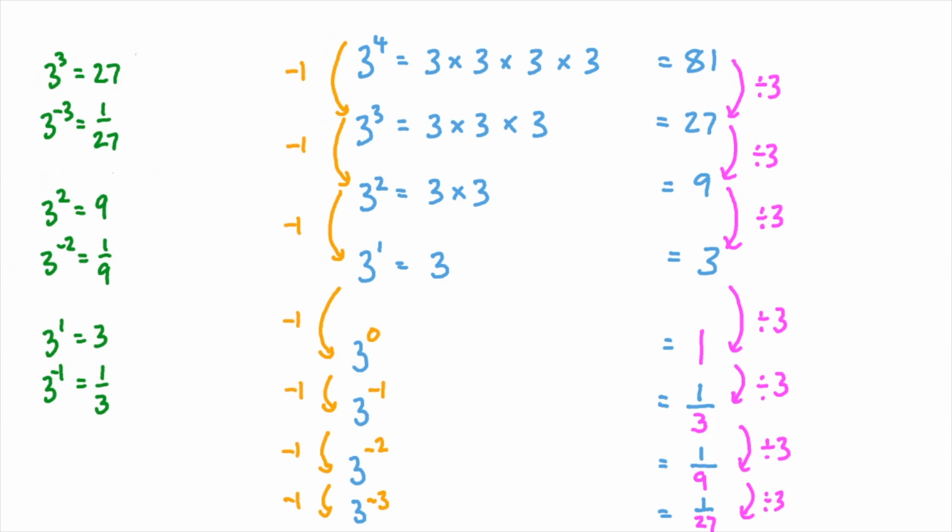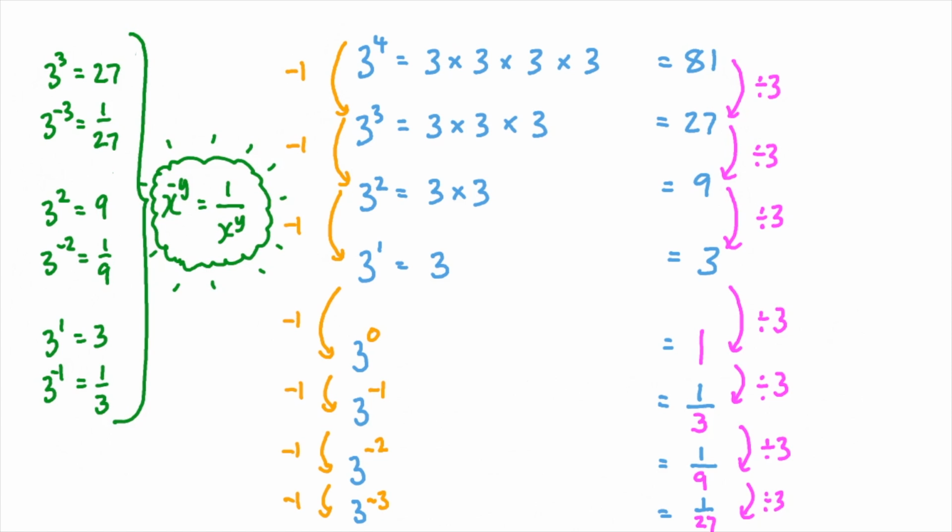Now we can see a pattern. 3 to the power of 1 is 3, and 3 to the power of negative 1 is 1 over 3. 3 to the power of 2 is 9, and 3 to the power of negative 2 is 1 over 9. 3 to the power of 3 is 27, and 3 to the power of negative 3 is 1 over 27, and so on. So in general, x to the negative y is equal to 1 over x to the power of y. And this convention is useful and consistent with the rest of the logic around exponents.